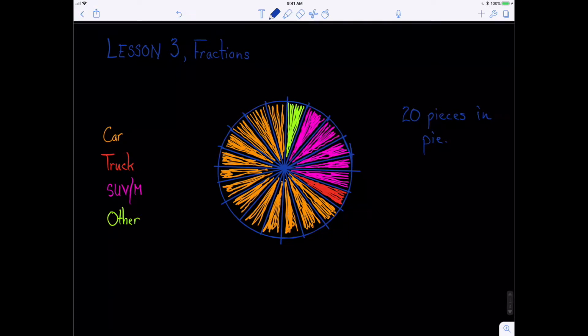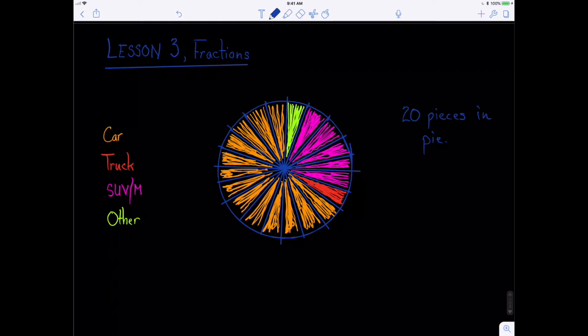Hi, in this video we're going to look at lesson 3, which is about fractions. So here we go. This is the pie graph that we made in the previous video. We had 20 pieces total. Each piece represented one male. Each slice, the color of the slice, represented the kind of transportation that male used.